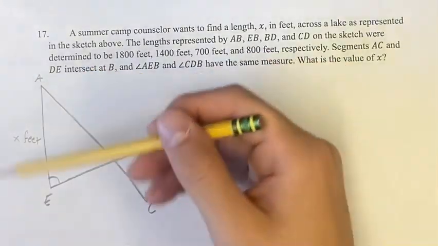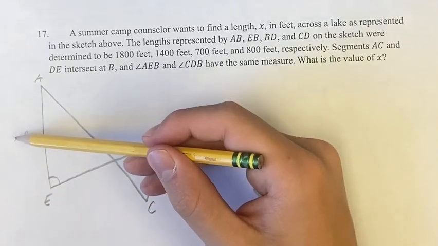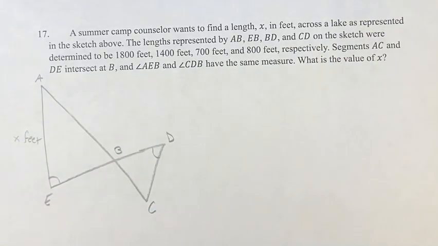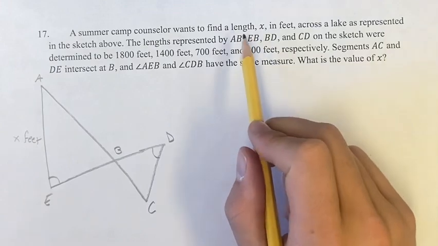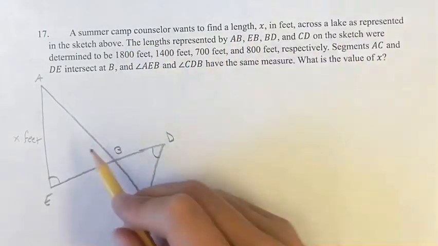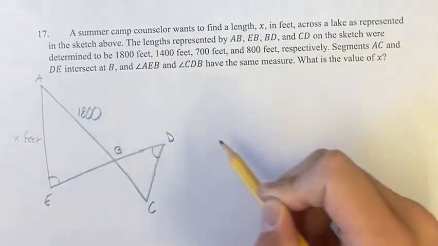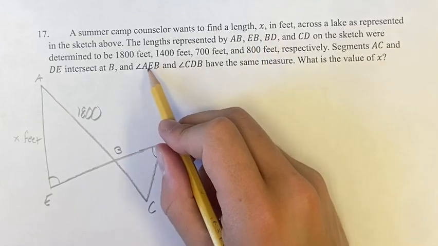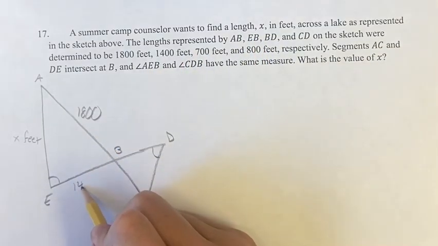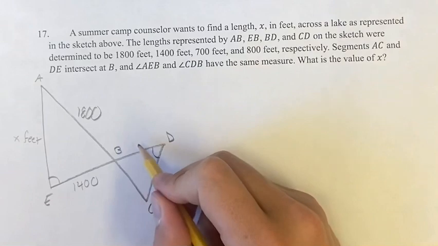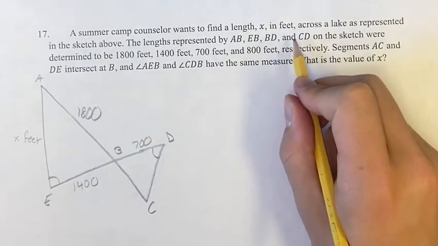In this problem, we're given this diagram and we're looking to find the length of x. So the first thing we're going to do is write in these values. We have that AB is 1800, EB is 1400, BD is 700, and CD is 800.